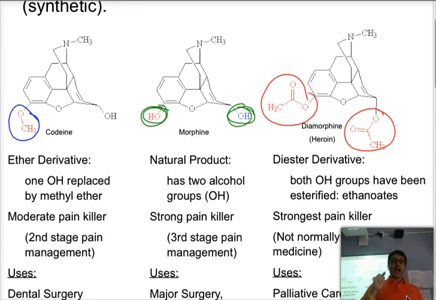When we look at heroin instead, those groups are significantly less polar. They're still polar, but because they don't have the OH bond, which hydrogen bonds, it is going to be less. And this is what causes it to go through the BBB much more readily and actually work.